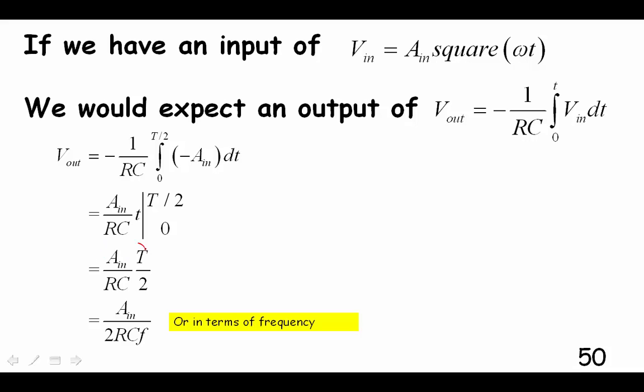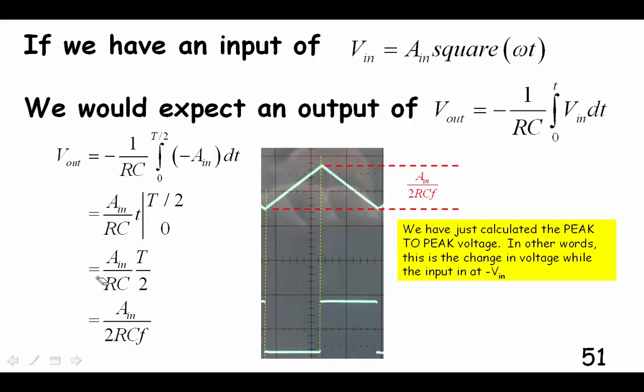Or in terms of frequency. This was the period, we were looking at half the period of the square wave. Well, instead of T, you know that T is equal to 1 over the frequency, so I just put 1 over the frequency instead of T because we are measuring frequency with our frequency generator. Okay, well, a little note here.